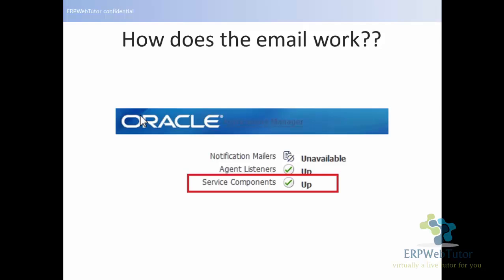So the alert is going to send out emails to benefits, to HR, and to finance. But how does this email really work in Oracle Alerts? It uses Oracle's workflow engine to send out emails. That is basically the technology behind sending out these emails.